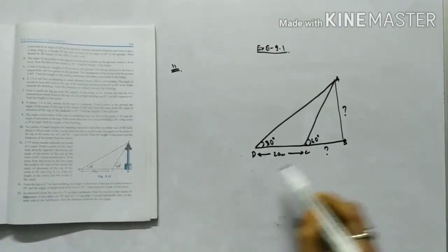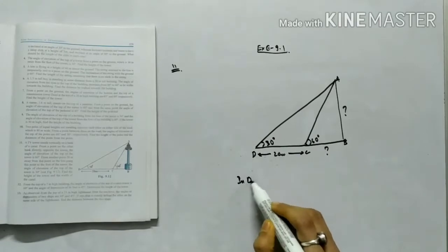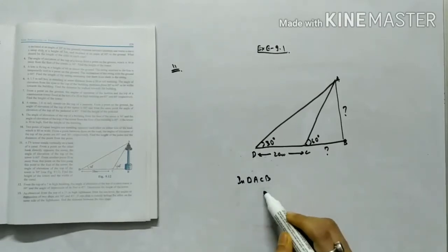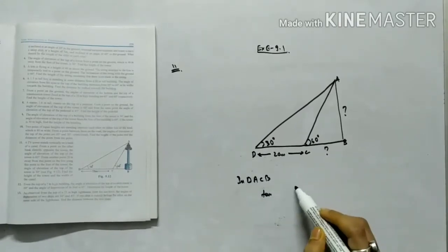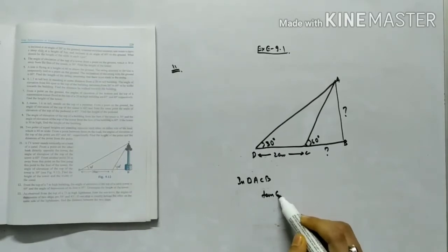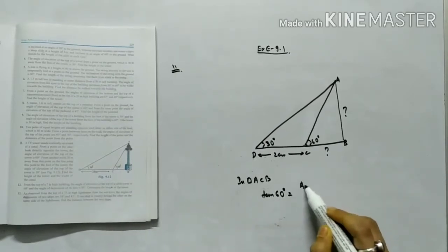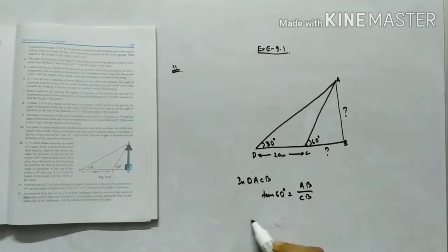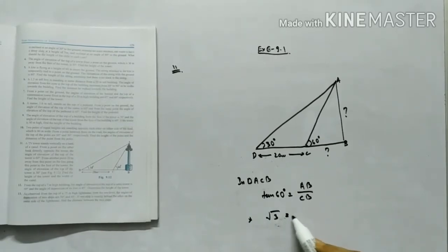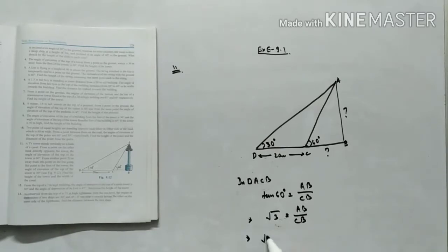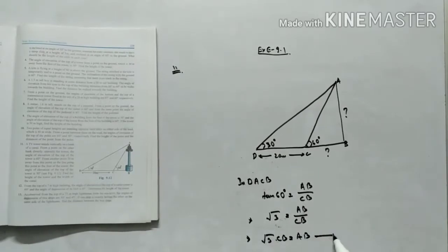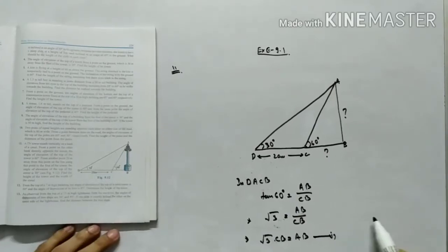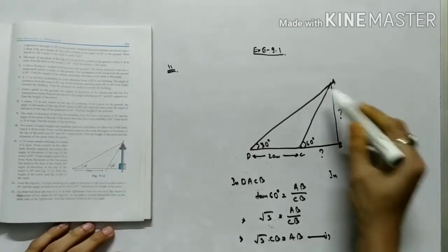So in here, first of all, I will take this triangle. In triangle ACB, tan 60 degree is equals to AB by CB. Tan 60, it is root 3, is equals to AB by CB. So root 3 into CB is equals to AB I will get. This is equation 1.